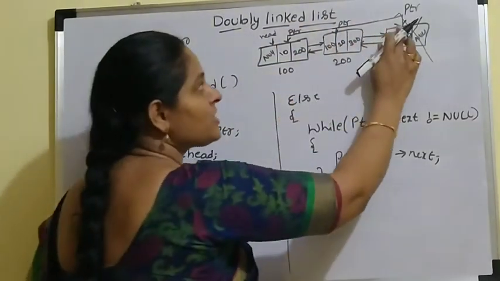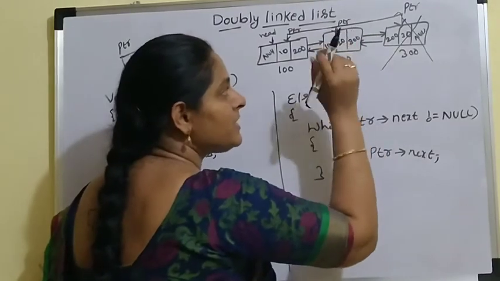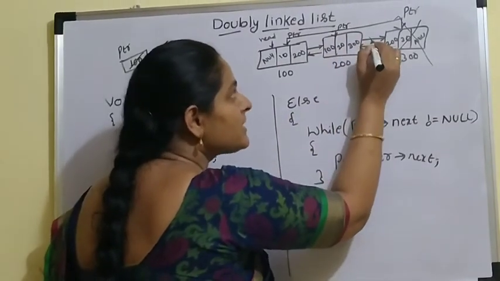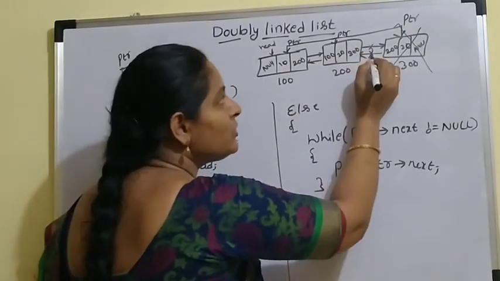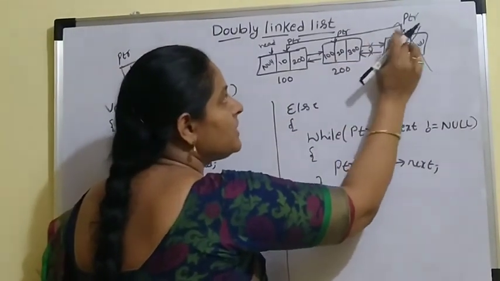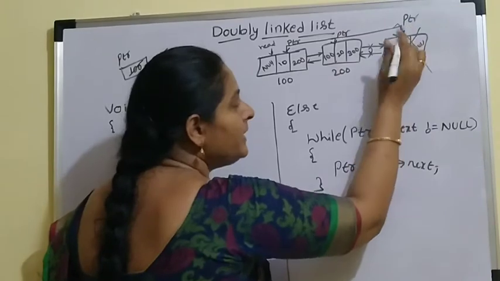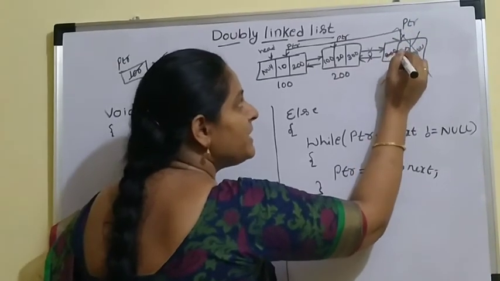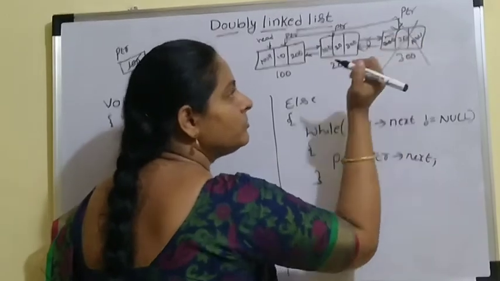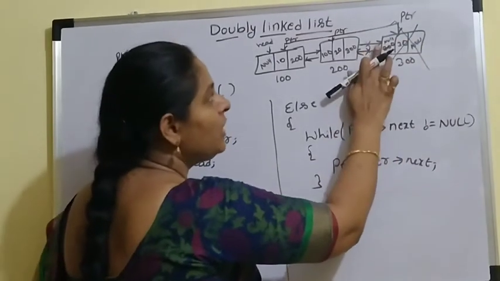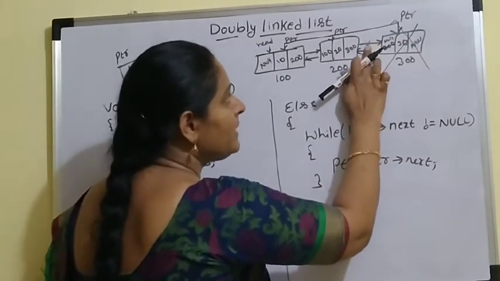So if you found the last node in the list, what are the changes we need to do? We need to disconnect these two links. So how to disconnect these two links? Suppose this is the PTR, right? In PTR previously 200 is there. Now we should replace it with null value. If you replace null value, automatically this link will be disconnected.